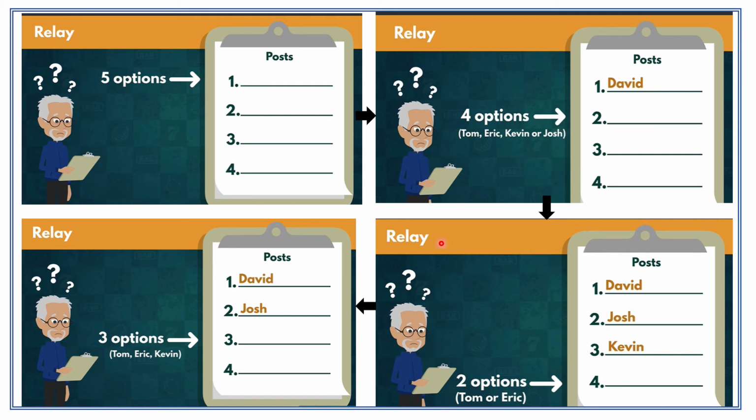Suppose on the second one, he has chosen Josh. So for the third one, options left with him will be Tom, Eric and Kevin. And suppose he has chosen Kevin, for the last one he will have either Tom or Eric.